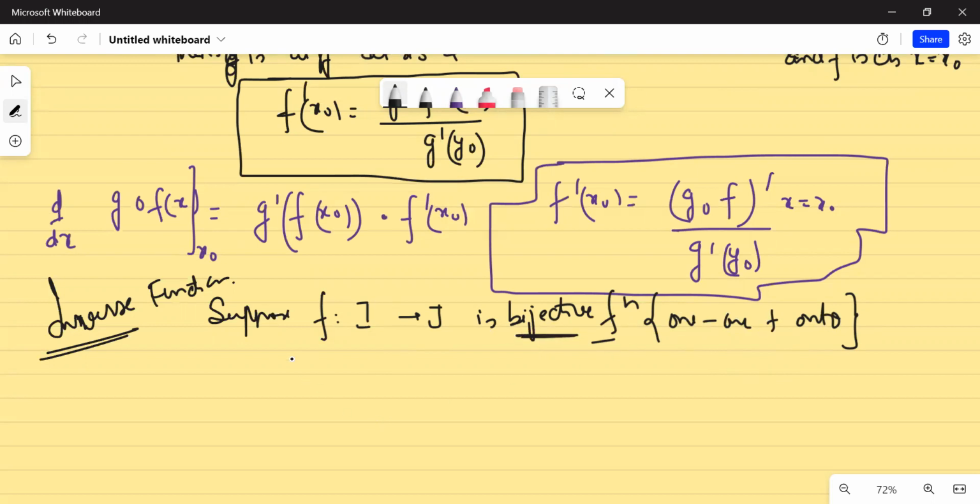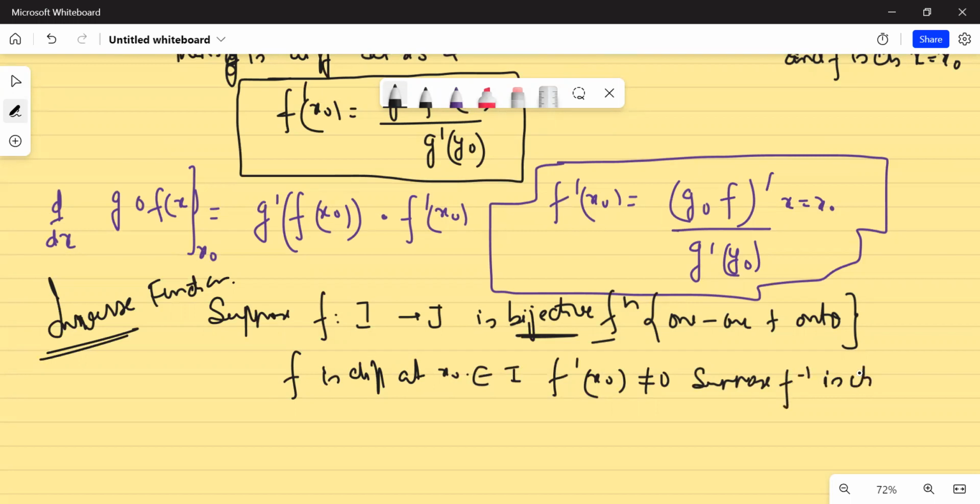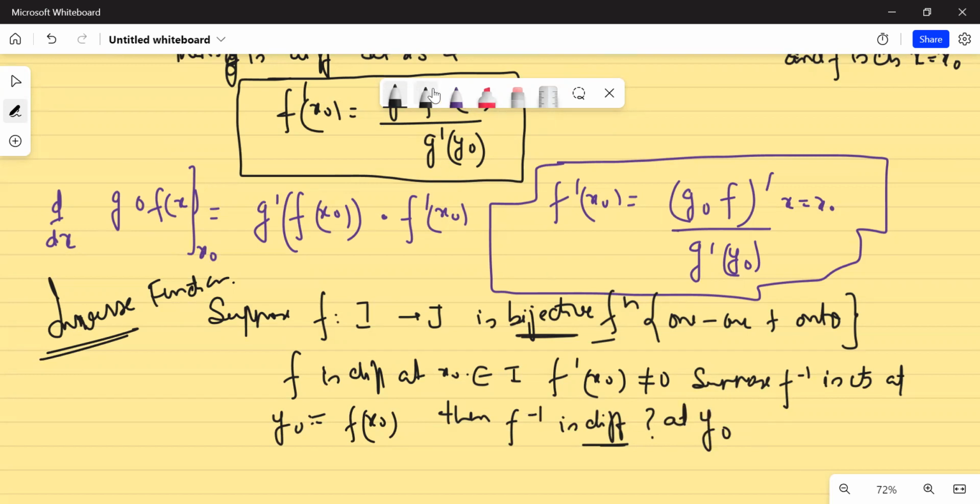Yeah. And let's say f is differentiable at x naught belonging to I, and f dash x naught is non-zero. Suppose f inverse is continuous at y naught, which is equal to f of x naught. Then f inverse is differentiable, and we'll see in the next lecture what its derivative is. I'll meet you in the next lecture. Yes, sir.